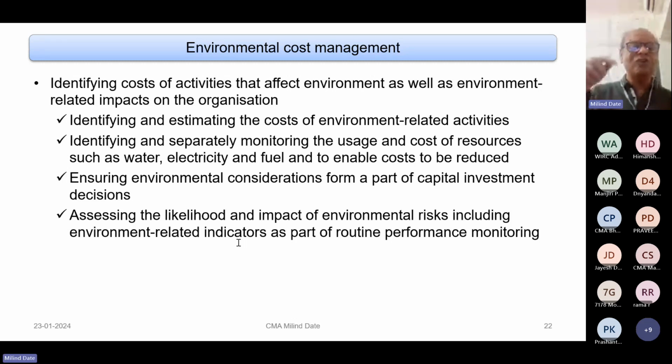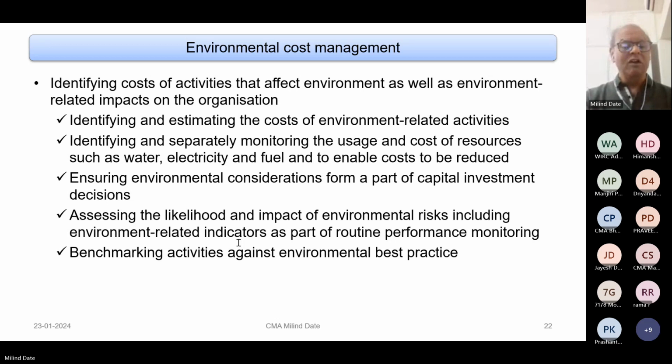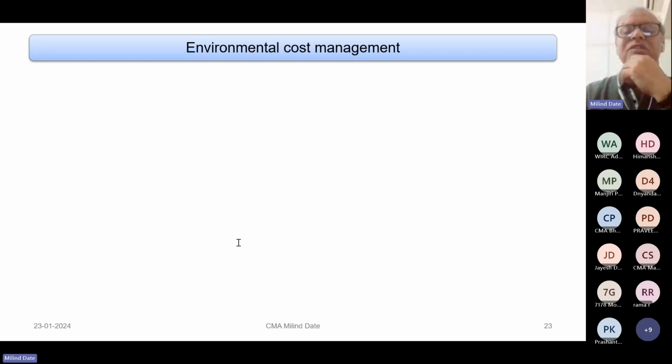If these costs are not separately visible, then you can't control. Last time I told you one thing: if you cannot measure, you cannot control. And you can measure only if you can make the cost visible, can trace them back to them. Of course, environment related activities today, every company is doing. You can benchmark your organization with probably others or the world's best practices. And there's a lot of data that is available today on this.